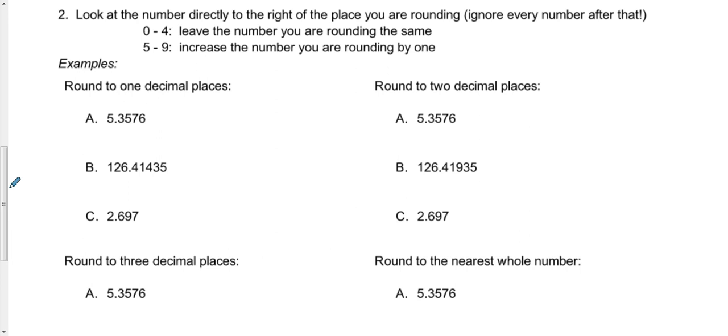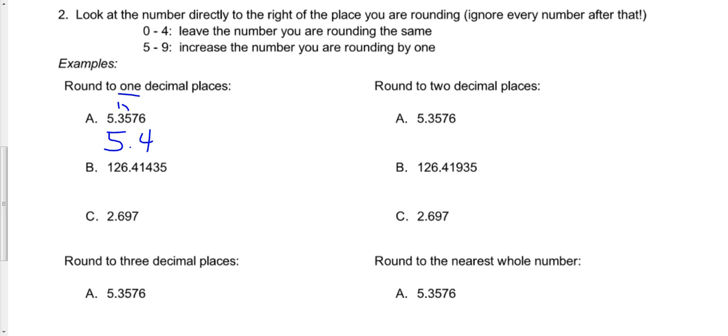Okay, so in this first set of examples it says round to 1 decimal place. So for A, I've got 5.3576. Well, I'm rounding to this decimal place right here, the 3. Okay, that's the decimal place. So immediately to the right, I've got this 5. Well, 5 is a number that is higher. That's either 5 to 9, so that's going to increase the number I'm rounding by 1 unit. So this is actually going to be 5.4.